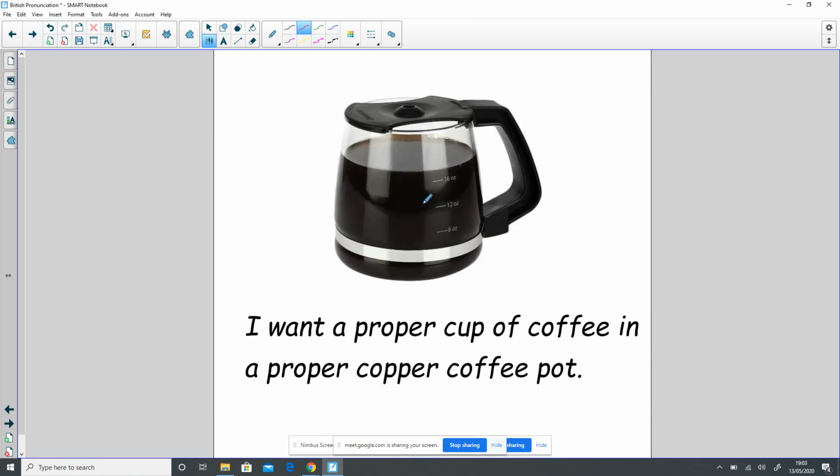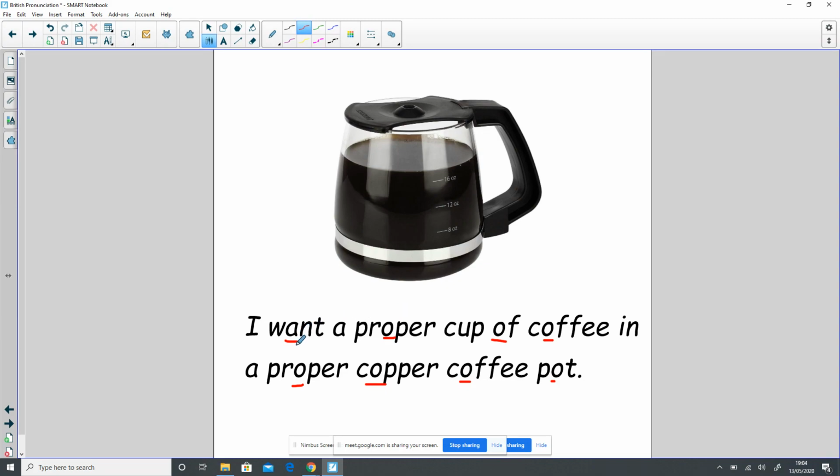What is this? This is a pot of coffee. In the USA, a pot of coffee. So we've got, in England, I say o, o, o. I'm not going crazy. This is exactly what we say. For everything, we say, I want a proper cup of coffee in a proper copper coffee pot. Okay, in the USA, I want a proper cup of coffee in a proper cup of coffee pot.